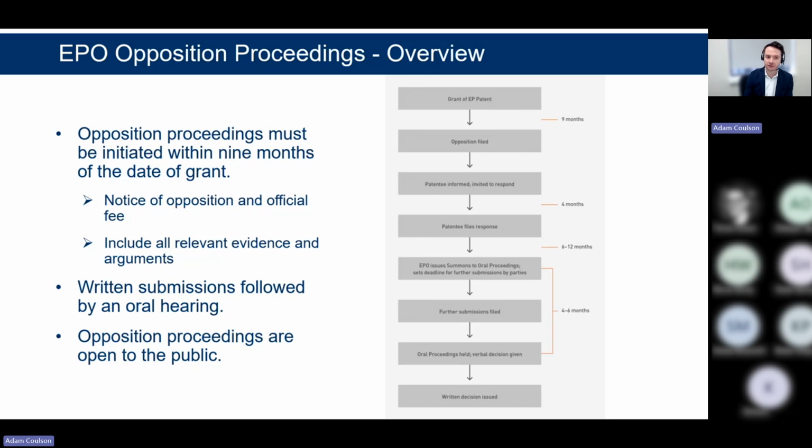Submissions made after this date will only be admitted in proceedings at the discretion of the opposition division based on prima facie allowability criteria. The oral proceedings are typically held by video conference and last only 1 day. On rare occasions, they may last 2 days. A verbal decision is handed down at the end of the proceedings, and this is formalised in writing with reasoning, generally 1, 2 or 3 months after the date of the oral proceedings. The decision of the EPO can be appealed, and the appeal is made to the EPO Boards of Appeal. All opposition proceedings are open to the public.